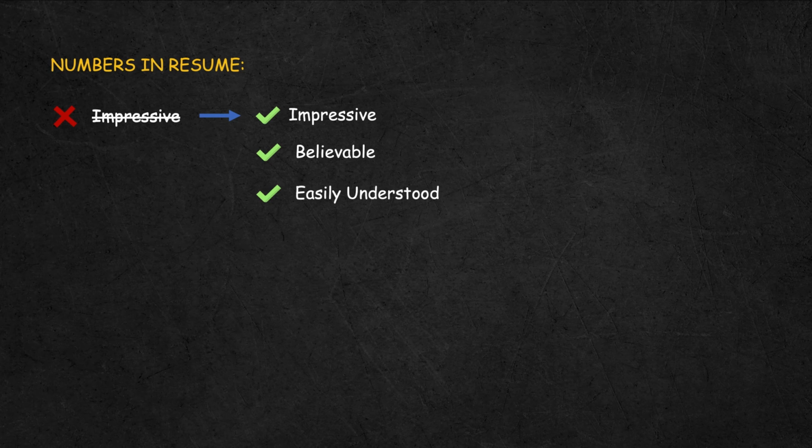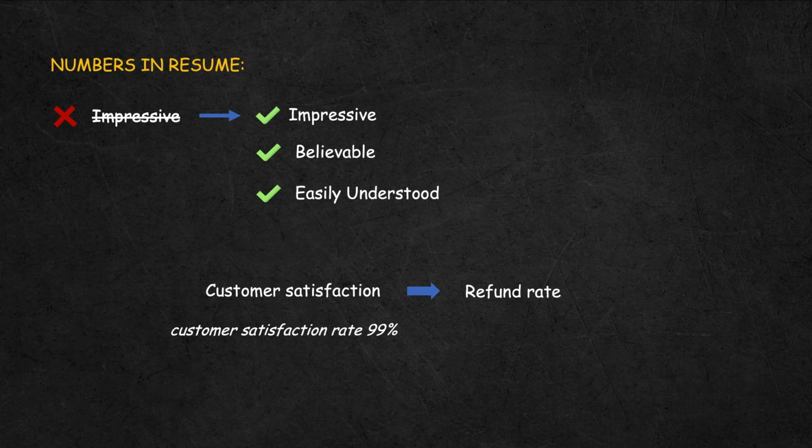Generic and vague metrics, for example, customer satisfaction, are not really believable. Specific metrics, for example, refund rate, are believable. So if you want to say your product is really good, don't say customer satisfaction rate 99%. Say refund rate only 1%.